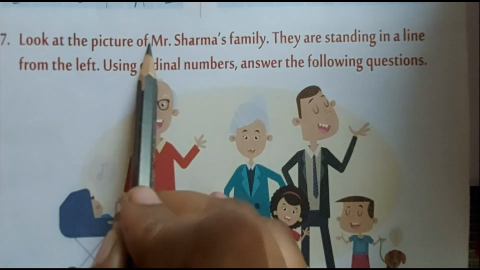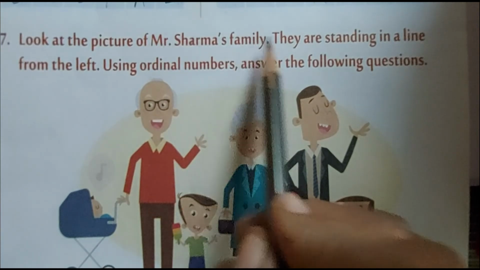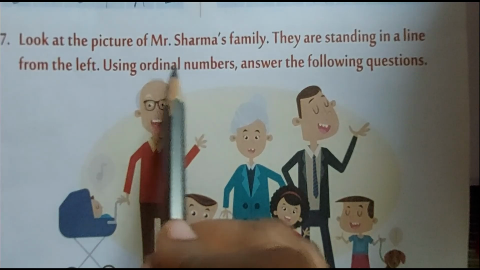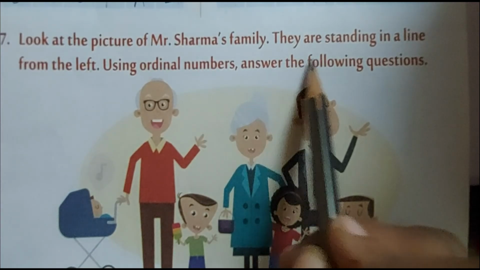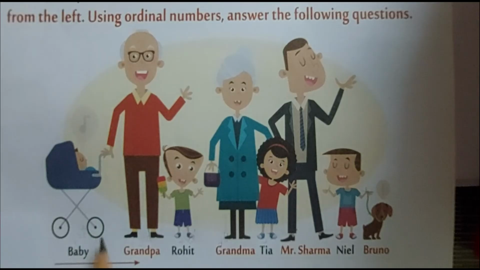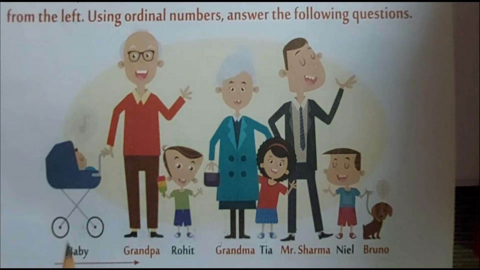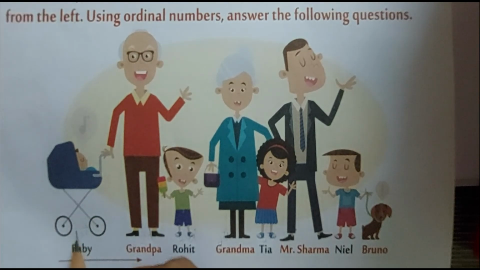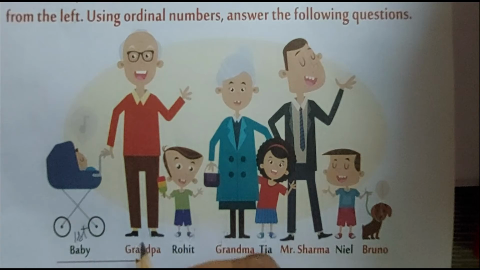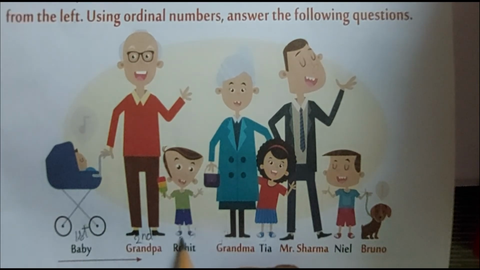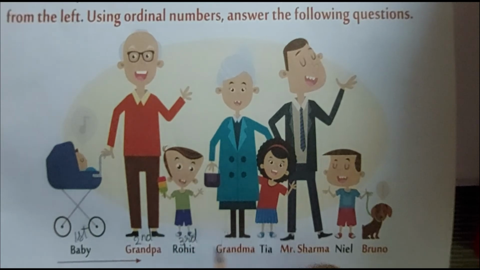Look at the picture of Mr. Sharma's family. They are standing in a line from the left using ordinal numbers. Answer the following questions. See the picture, children. Here, Mr. Sharma's family are standing in a line from left side. First, let us write the position. Baby is in first position. Grandpa is second position. Rohit is in third position.